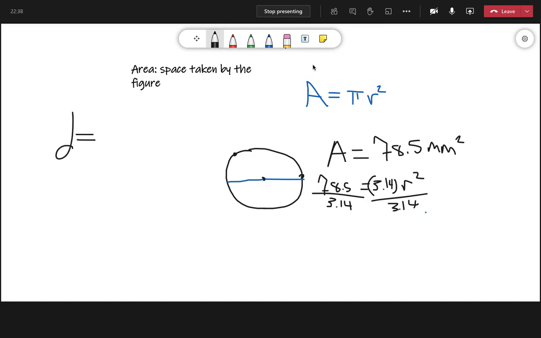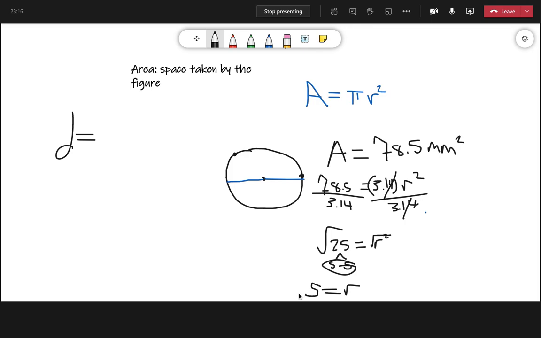Well, 78.5 divided by 3.14 is going to give you 25. Those are going to cancel out, leaving us with just r squared is equal to 25. Well, we still need to get rid of our square. We're going to take the square root. The square root of 25, it breaks down into 5 and 5. The square root of 25 is 5. That is our radius. We are asking for the diameter.